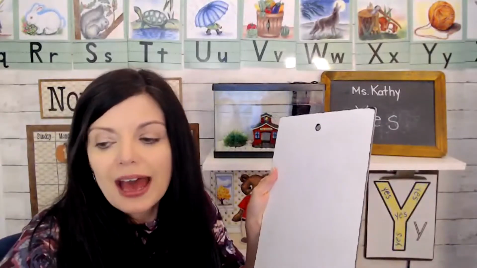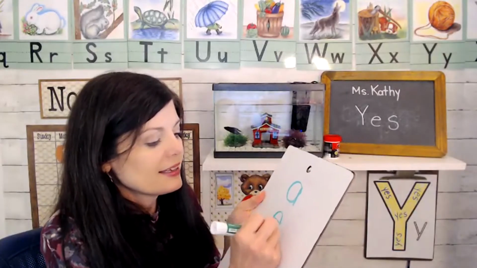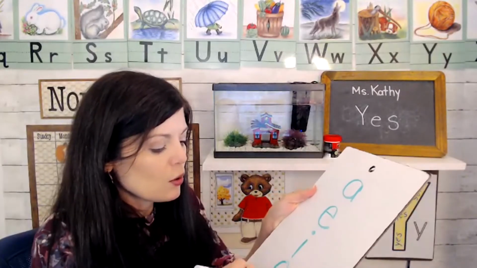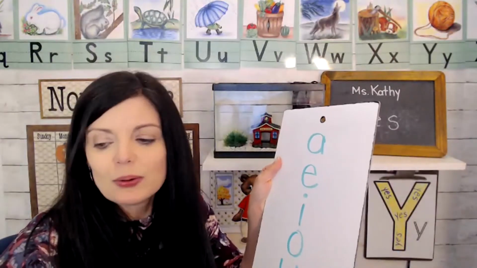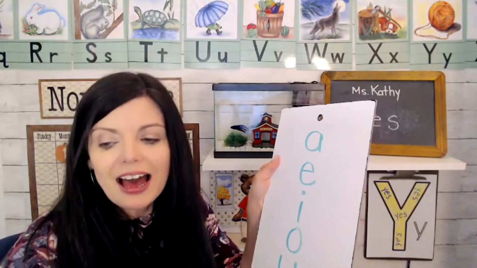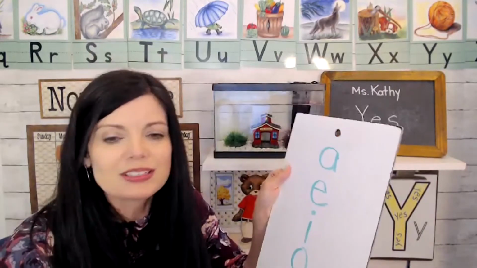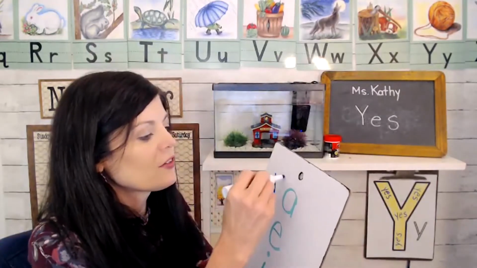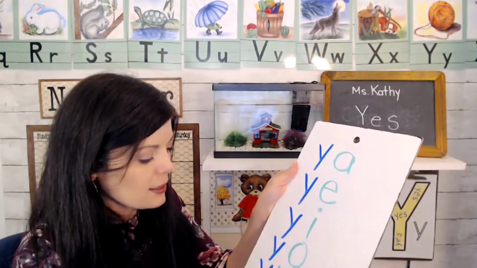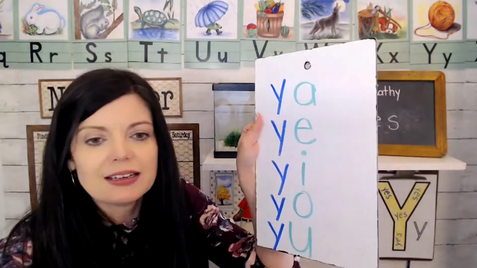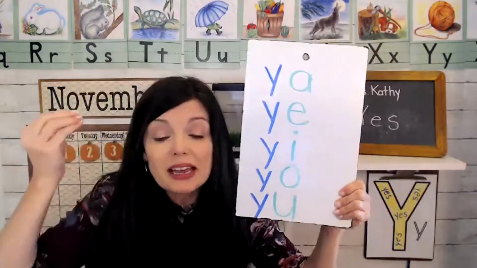Can you remember the vowels? The vowels are A, E, I, O, U. These are the vowels. We're going to put a Y in front of each of these vowels. And by the way, learning the vowels is a big part of learning to read. And blending is really how you do read. You just blend letter sounds together.